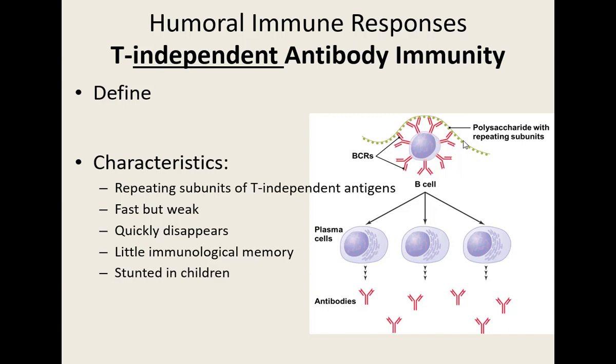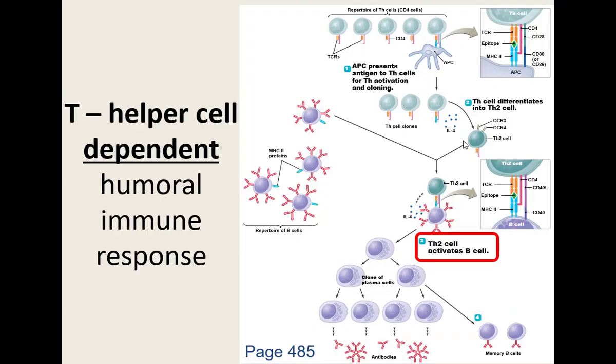However, if they start to work together, we have the T helper dependent humoral immune system. And I'll break that picture down. But really, we're going to activate our B cells with the help of a T helper cell. And so, yes, I know there's a lot on here. Most of it I don't care about.